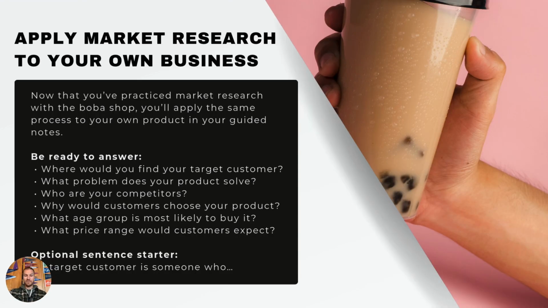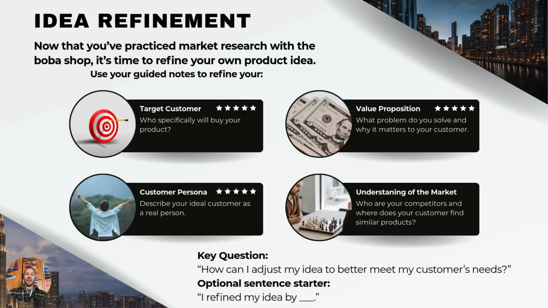Now that we've done that, we apply the same fundamental process of market research to their own business. I have them ask those same exact types of questions so that at the end they can describe exactly who their target customer is. And then once we do that, we need to do a little bit of idea refinement, just like a real entrepreneur would. Now that you've practiced market research with the boba shop, it's time to refine your own product idea because we want to be evolving.